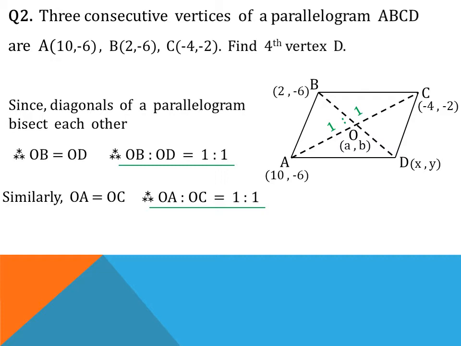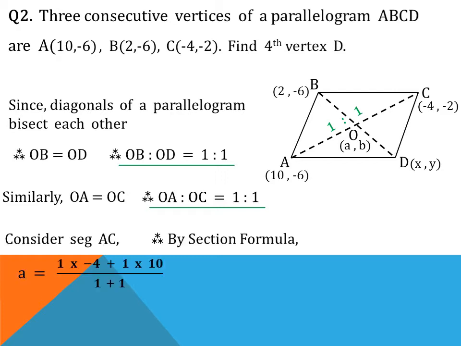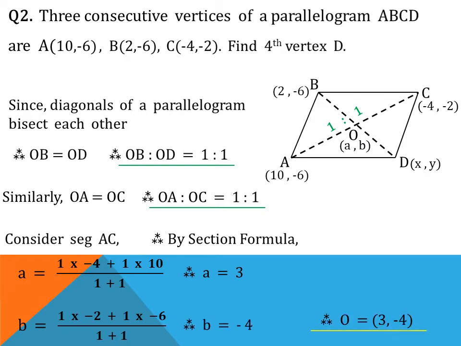So first let's consider segment AC and apply the section formula so that we'll get the coordinates of point O. So therefore x will be equal to 1 into minus 4 plus 1 into 10 upon 1 plus 1. So if we solve that further, we get the value of x is equal to 3. And now y will be equal to 1 into minus 2 plus 1 into minus 6 upon 1 plus 1, which will give us the value of y as minus 4. So therefore O is equal to 3 comma minus 4.